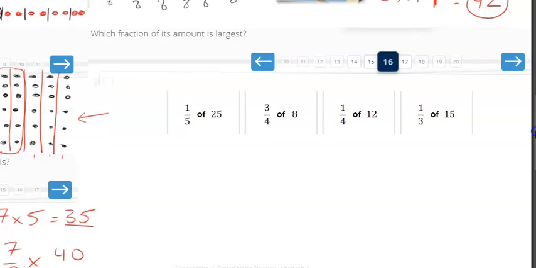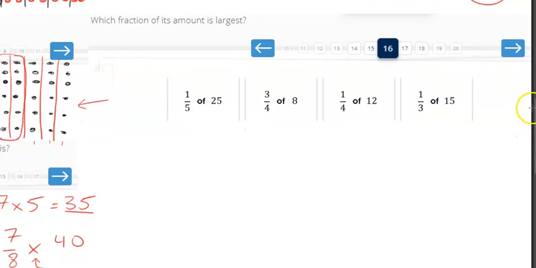And the last question, and the last example, is question 16 from the skill. Which fraction of its amount is largest? Just be careful as a key note. Some of the questions say smallest, other questions say largest. We're looking for the largest amount.